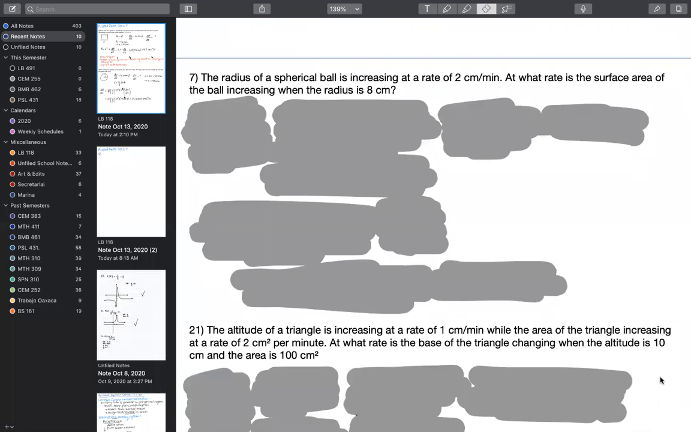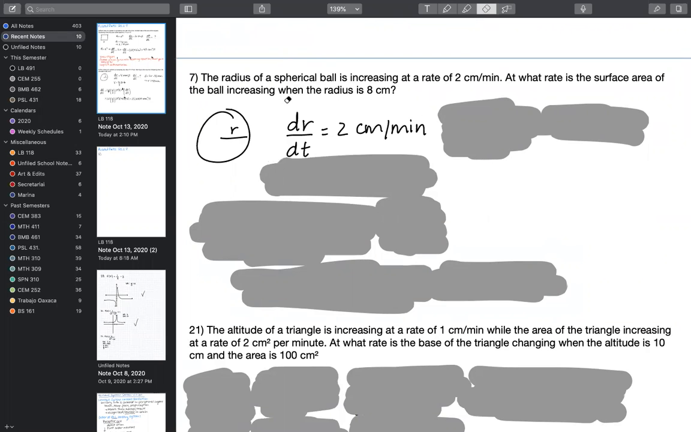Number 7: the radius of a spherical ball is increasing at a rate of 2 centimeters per minute. At what rate is the surface area of the ball increasing when the radius is 8 centimeters? So again, I've got my little diagram up there, which I just copy and pasted from the first one. First thing I write down is dr/dt is equal to 2 centimeters per minute.